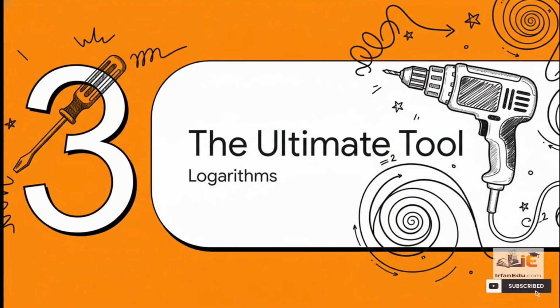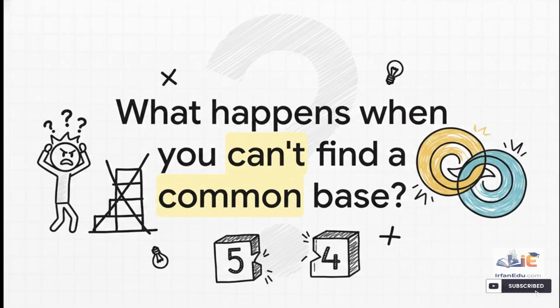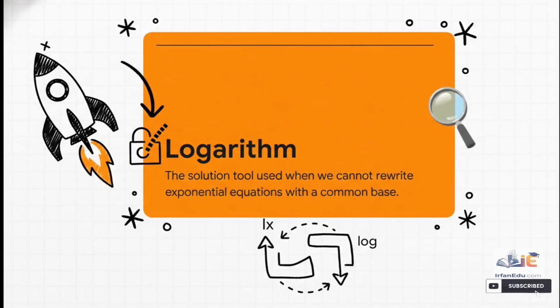But matching bases is kind of like using a hand screwdriver. It's great for certain jobs, but for the really tough stuff, you need a power tool. And in the world of exponents, that power tool is the logarithm. Because what happens when the numbers just don't cooperate? I mean, what if you have a 5 on one side and a 4 on the other? There's no simple whole number base that they share. Our first tool is totally useless here. We're stuck. Or are we?